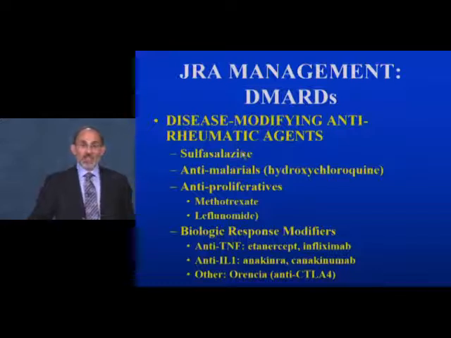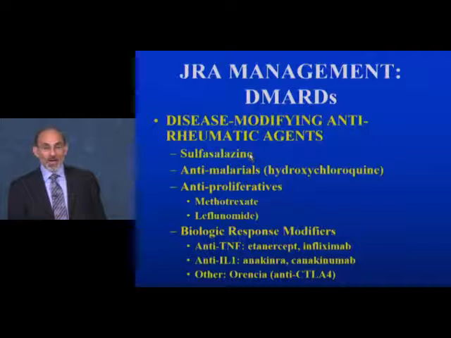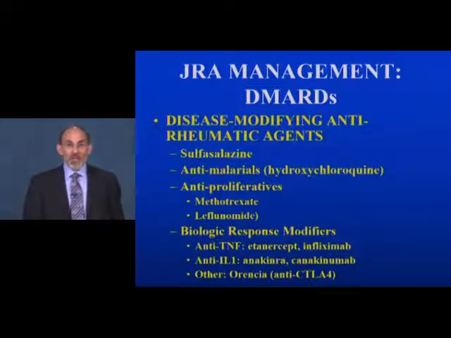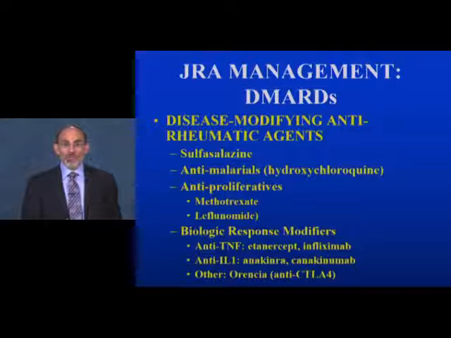Sulfasalazine is the mildest. It's not used very often, but it is the only one that is not immunosuppressive to any significant degree, and therefore, if the child has very mild disease, it might be a nice choice. It is, of course, a sulfa drug. One has to be careful. Antimalarials are not used very often in arthritis. We'll hear more about this later in lupus.